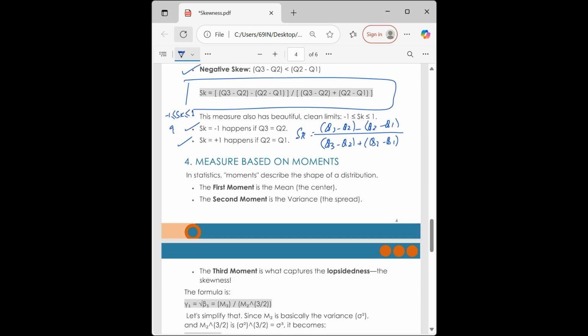See, Sk is equal to minus 1 happens if Q3 is equal to Q2. Imagine that the entire upper half of your data is squeezed into one point. Okay? And Sk is equal to plus 1 happens only if Q2 is equal to Q1. The entire lower half is squeezed now.